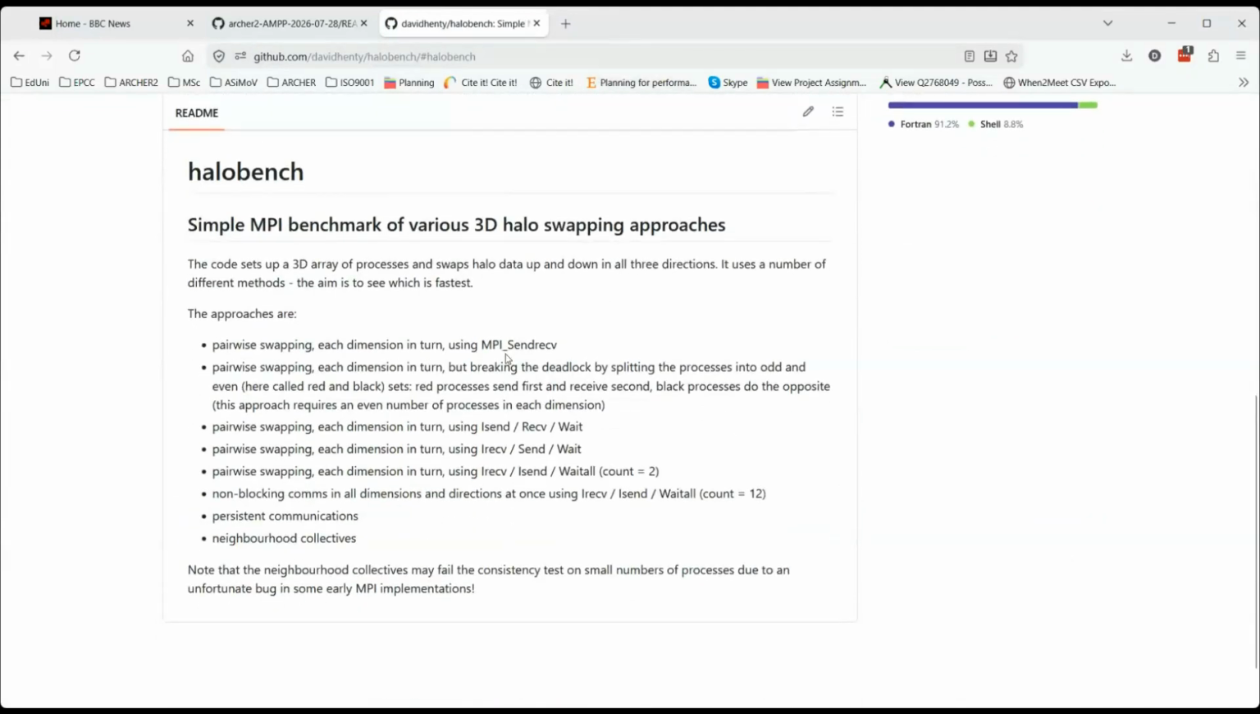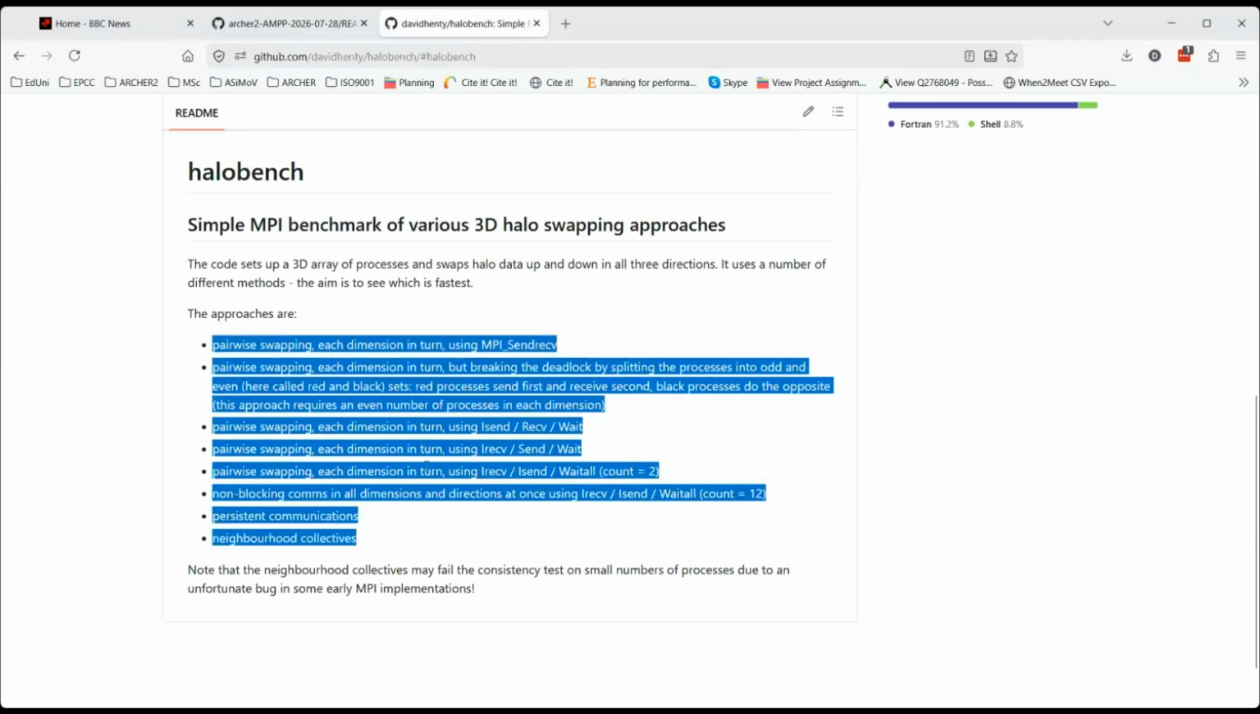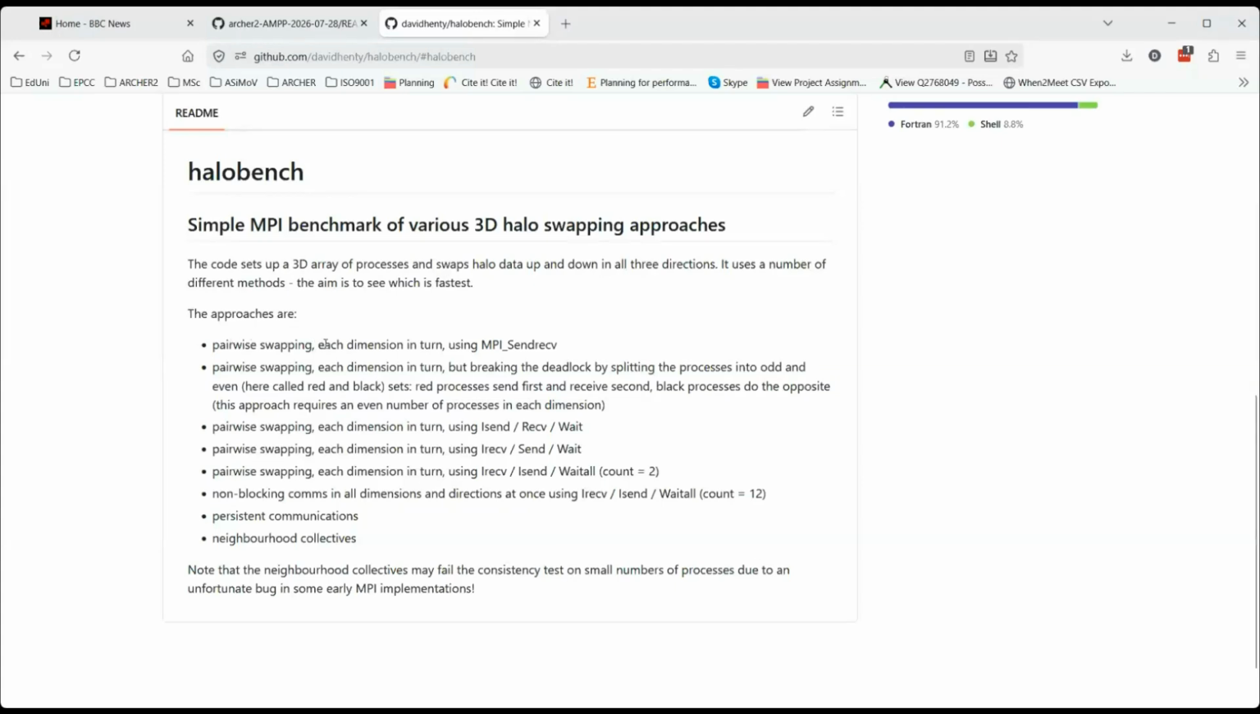What it does, and I don't have an exercise sheet here, there's a README on the file, is it sets up a 3D array of processes and swaps halo data up and down in all 3 directions. So basically it's trying to mimic a simple program, which is a 3D parallel decomposition of a 3D problem with nearest neighbor halo swapping in each direction. Now this code is written in Fortran for historical reasons, but hopefully it should be readable even if you're not a Fortran programmer. It uses a whole bunch of different approaches. It uses pairwise swapping, each dimension in turn using MPI send receive.